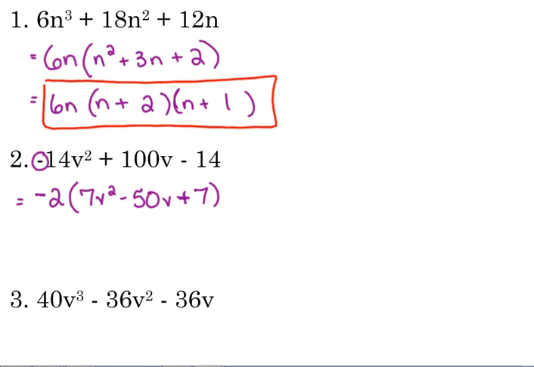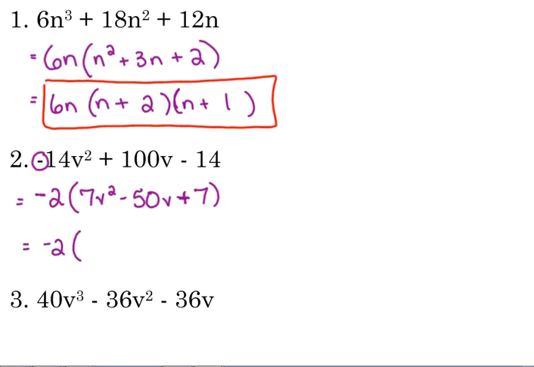I factored something out. I can check it by multiplying it back out. Negative 2 times 7 is negative 14. Negative 2 times negative 50 is positive 100. Negative 2 times positive 7 is negative 14. Especially when you're factoring out a negative, I suggest that you check your factoring.